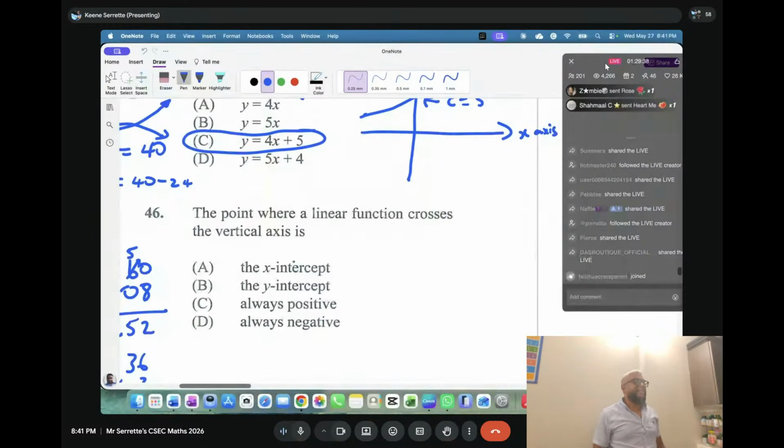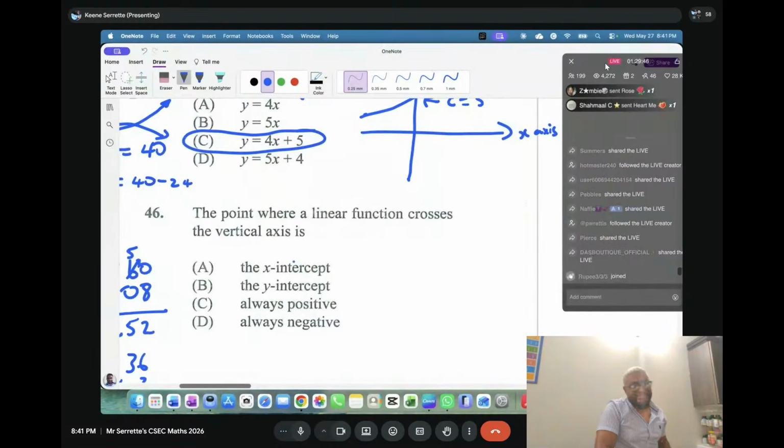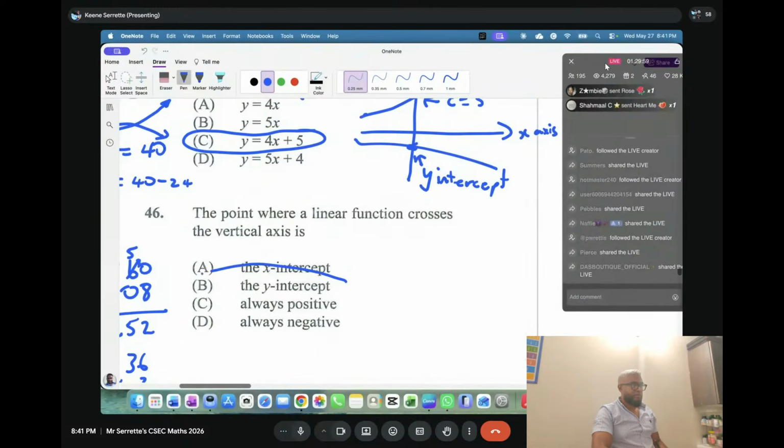The point where a linear function crosses the vertical axis will be my what? Y-intercept. Basically, where a line busts through that y-axis, we call this the y-intercept. Boom.